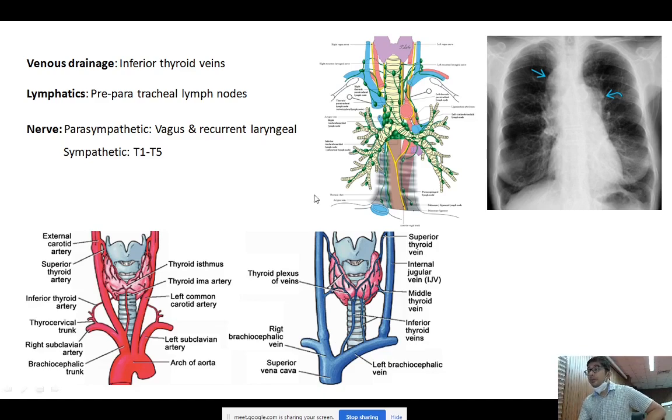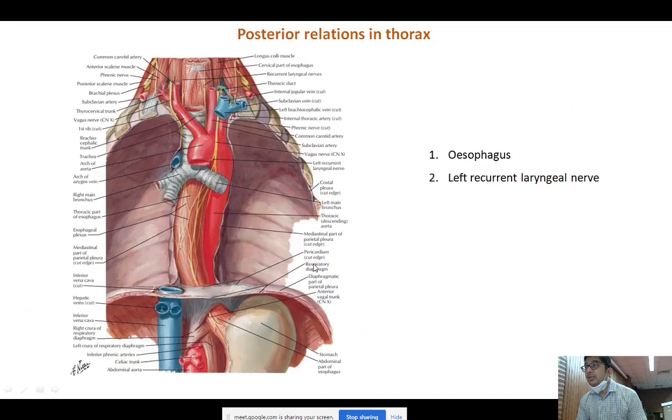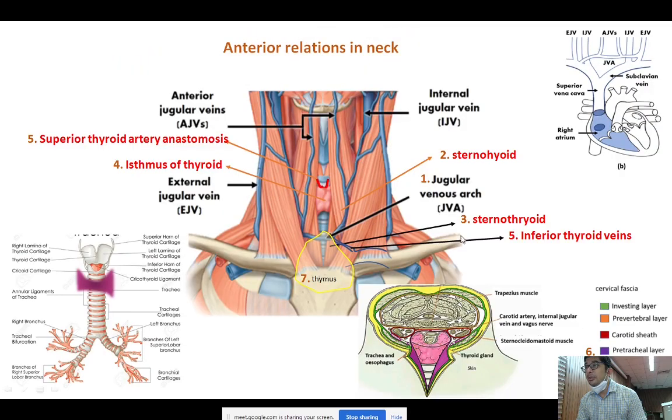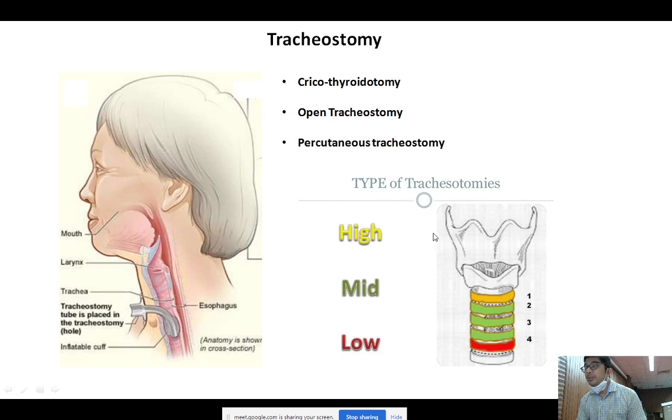Chalo, I'll move up. So we were seeing all these anterior relations of the trachea. Why are we seeing this? Because it is very important for us to know there is a procedure which is known as tracheostomy. Now the tracheostomy is done in many causes.